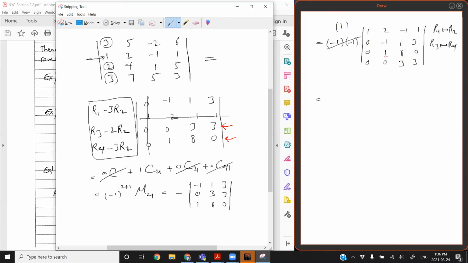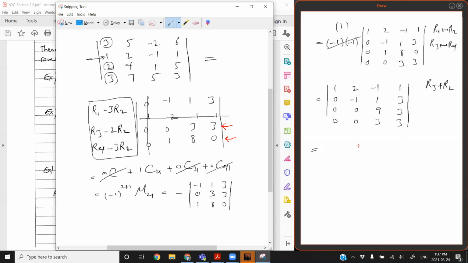Next, I have to do a pivot in order to get a 0 here. So I would do row 3 plus row 2. That gives me 1, 2, negative 1, 1. 0, negative 1, 1, 3. 0, 0, 9, 3. 0, 0, 3, 3. And then I can try to get a 0 here, or I can factor out 3 from this, factor out 3 from that one. Then I'll have to deal with the smaller numbers.